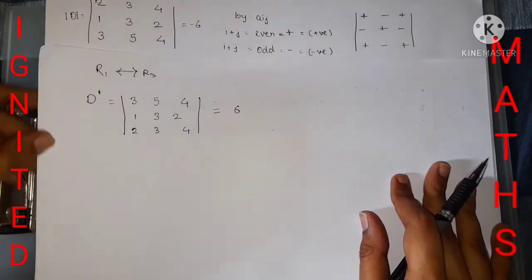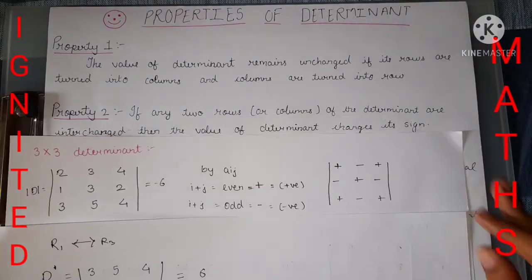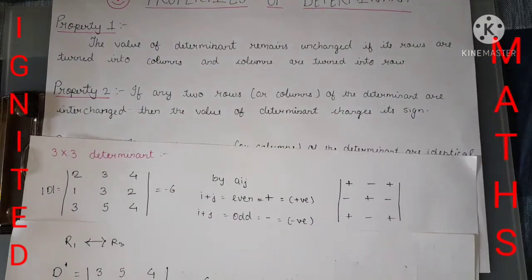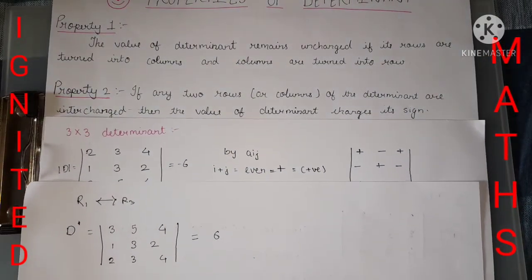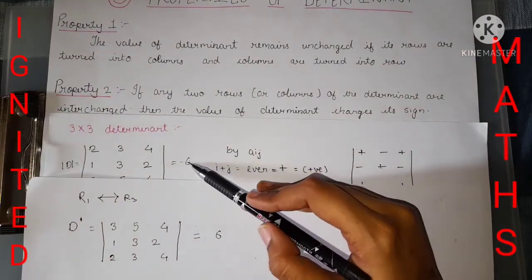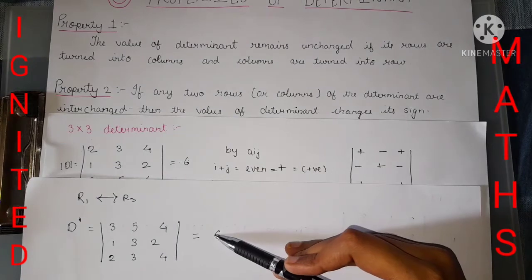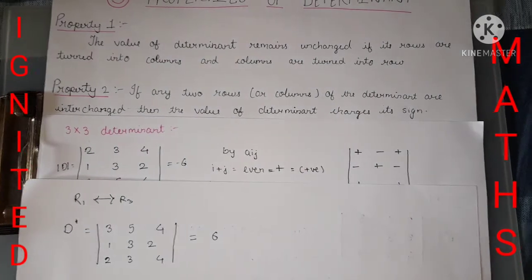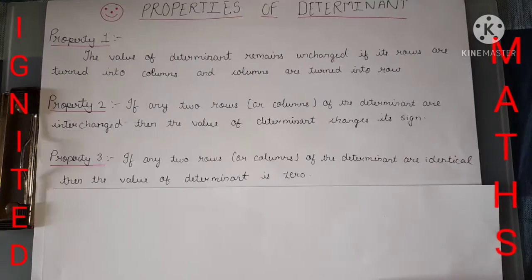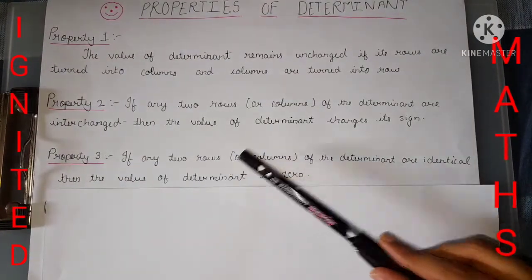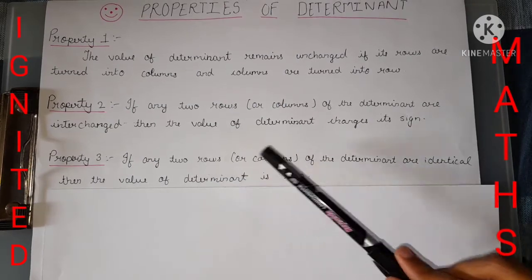So property 2 is also proved: if any two rows or two columns of the determinant are interchanged, then the value of the determinant changes its sign. Yes, it exactly changes its sign. At D I got a negative sign and at D dash I got a positive sign. So the property 2 is also proved.